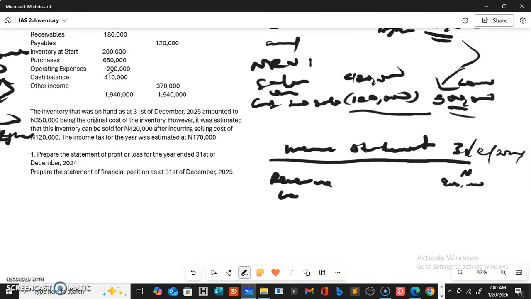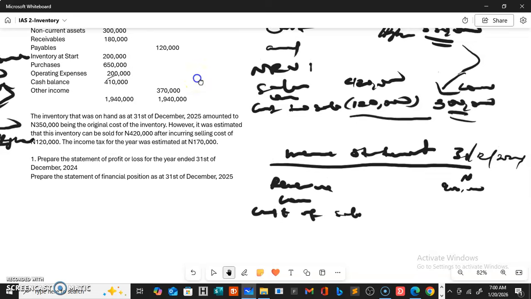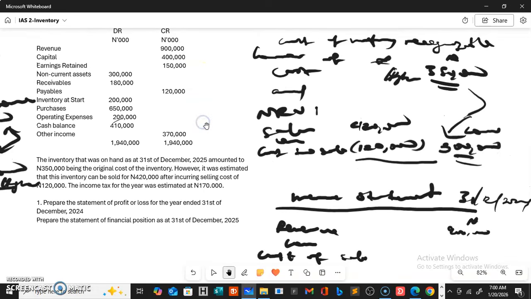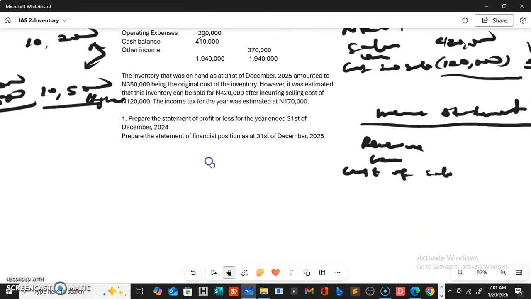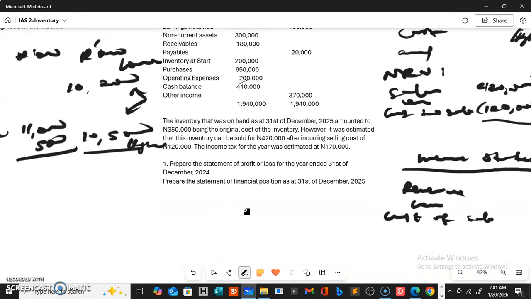Less cost of sales. So we have the cost of sales as, let's see the cost of sales. We are going to do the working. We're going to work out the cost of sales. So let's do the working here, please, before the time is past. Okay, so cost of sales.